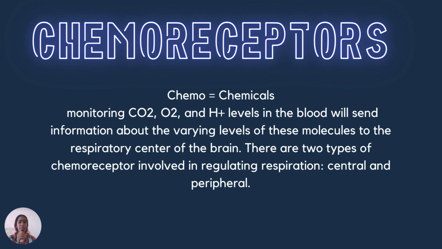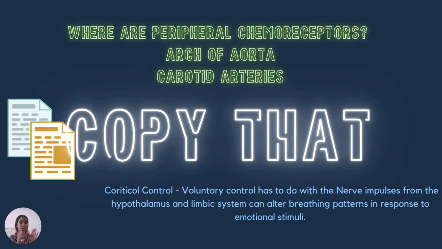Talking about voluntary breathing, copy that. Copy this on the bottom, the cortical control. Cortical control is the voluntary control that has to do with nerve impulses from the hypothalamus and limbic system. If you were to summarize this, I'd put cortical, voluntary control, hypothalamus, limbic. I'd make that connection between the hypothalamus and limbic system and voluntary control in my brain, because that can alter the breathing patterns in response to stimuli. And where are the peripheral chemoreceptors located? At the arch of the aorta and the carotid arteries.